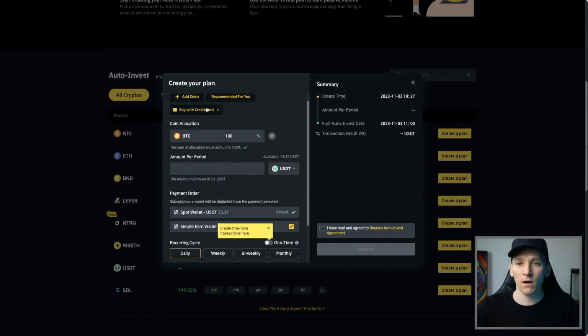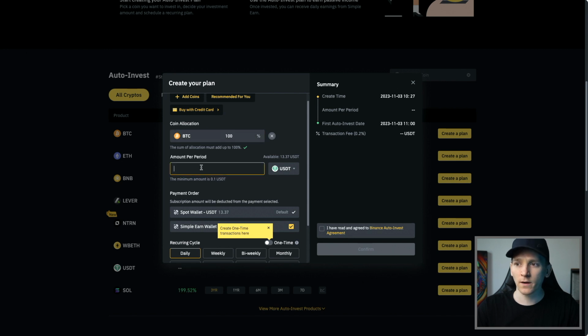You can buy with a card. So what that does is essentially charge the card automatically every week, let's say. You can also just put dollars or your fiat currency into Binance in a lump sum, and then use Binance to kind of split it up over time. So Bitcoin allocation, 100% here.